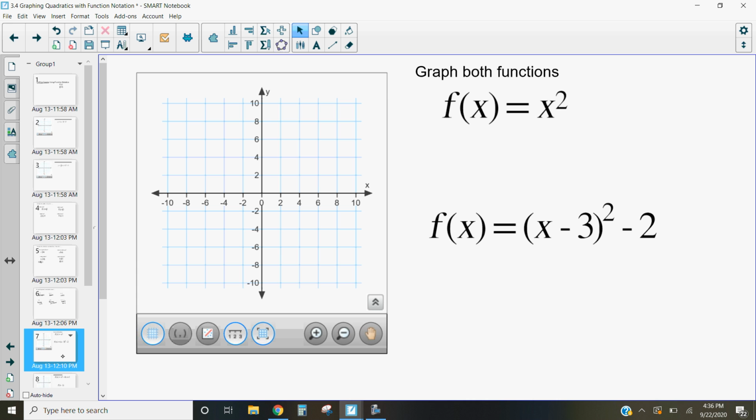So let's look at a couple of examples here. This first example is just our x squared. So when we're shifting our x squared here, here's our original function of x squared. It looks kind of like this.